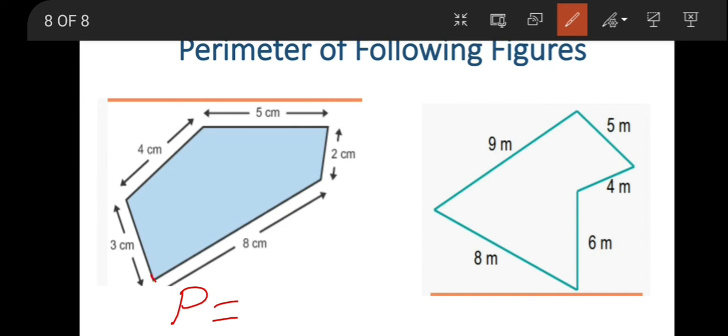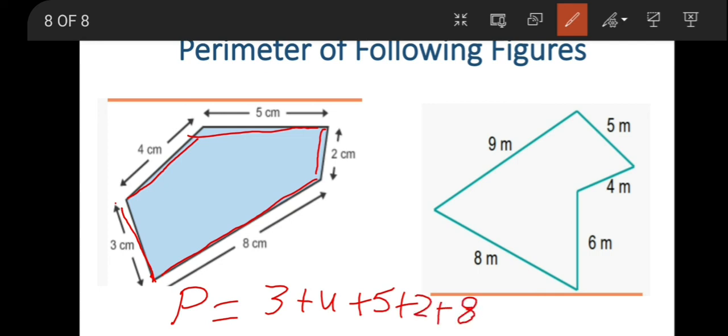Let us start from this point. We will find 3 plus 4, 7, 7 plus 5, 12, 12 plus 2, 14, and 14 plus 8 is 22. So the perimeter of this closed figure will be 3 plus 4 plus 5 plus 2 plus 8, which equals 22 centimeters.